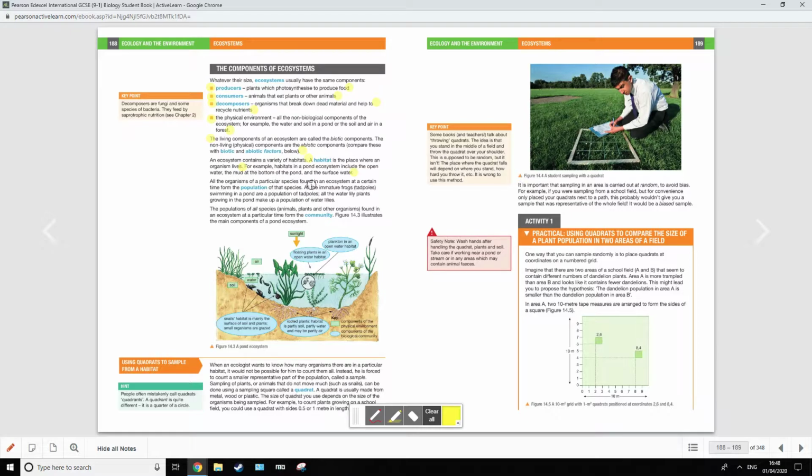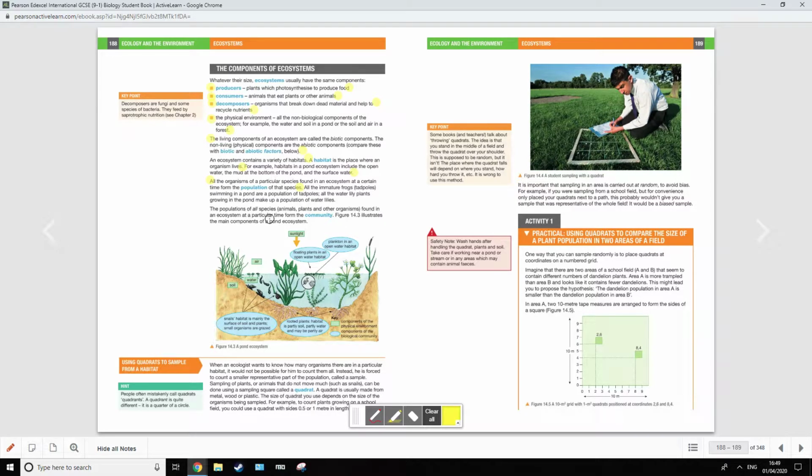All the organisms of a particular species found in an ecosystem at a certain time form the population of that species. So this is actually the definition of population. All the organisms of a particular species found in an ecosystem at a certain time is your population when we talk about ecology. All the immature frogs, tadpoles, swimming in a pond are a population of tadpoles. All the water lily plants growing in a pond make up a population of water lilies, etc. All the humans in our class make up the population of our class, for example.